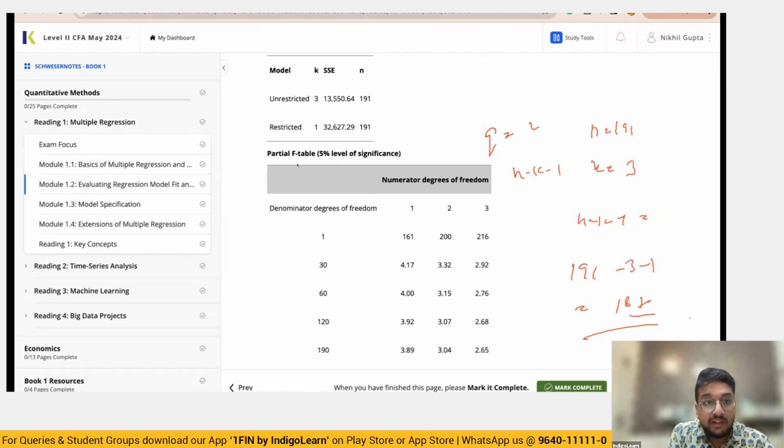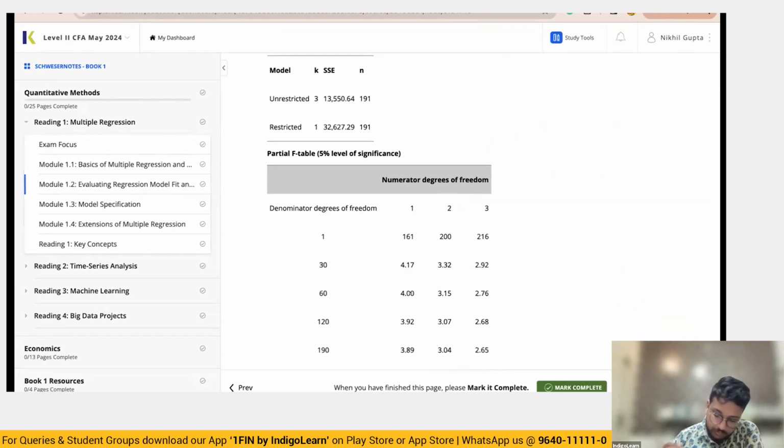So if I have to check my F, how will I go? Q is 2, and 187 is close to 190. So this shall be my F value, from which I will evaluate the statistic value which I am going to get, and then compare them.